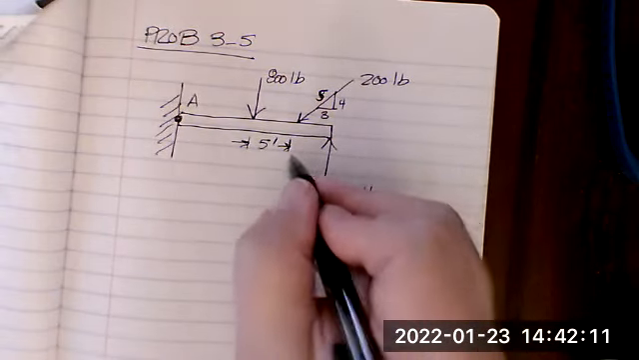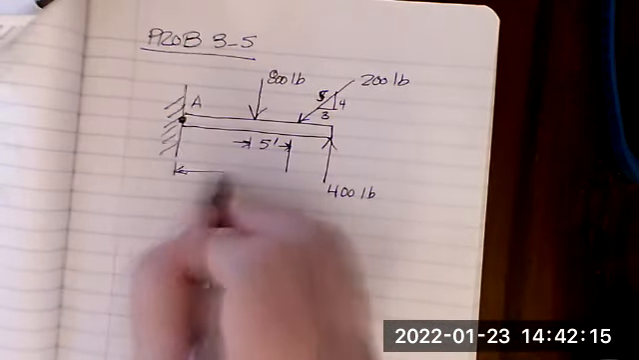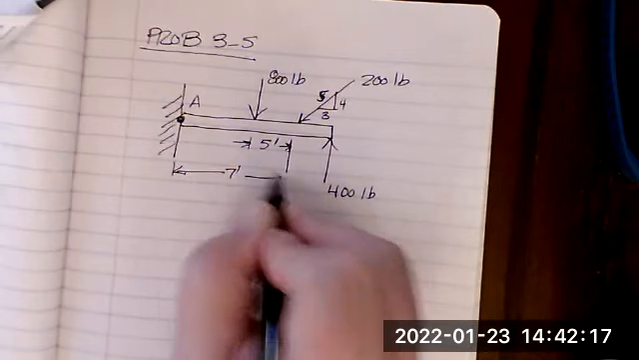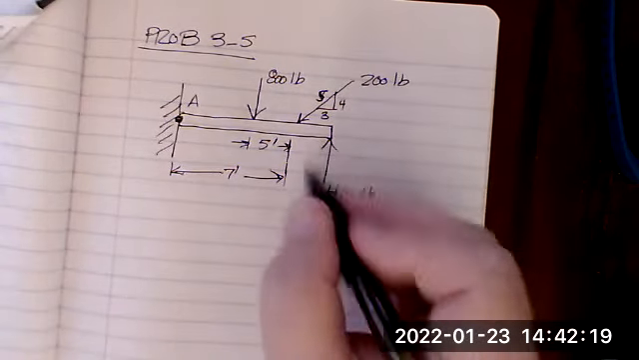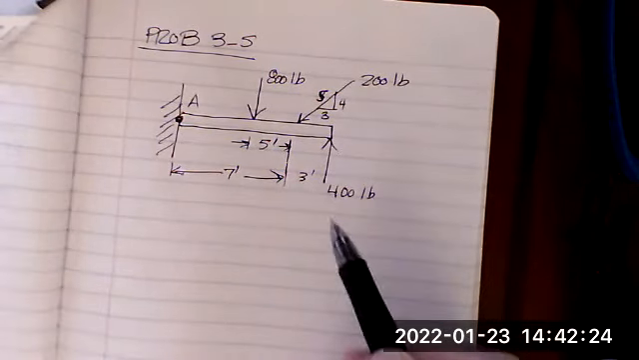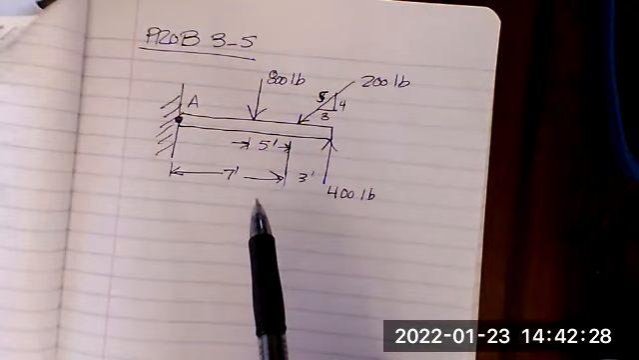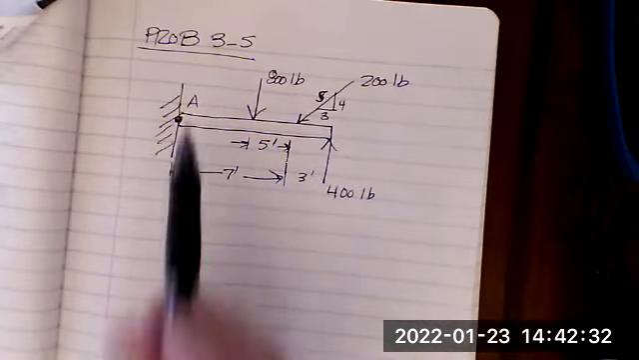Okay. And then we have, this is 7 feet here. And this is 3 feet here. Okay, the distance from here to here is 3 feet. So the total length of this beam is 10 feet, right? All right, so we're going to take moments about A.